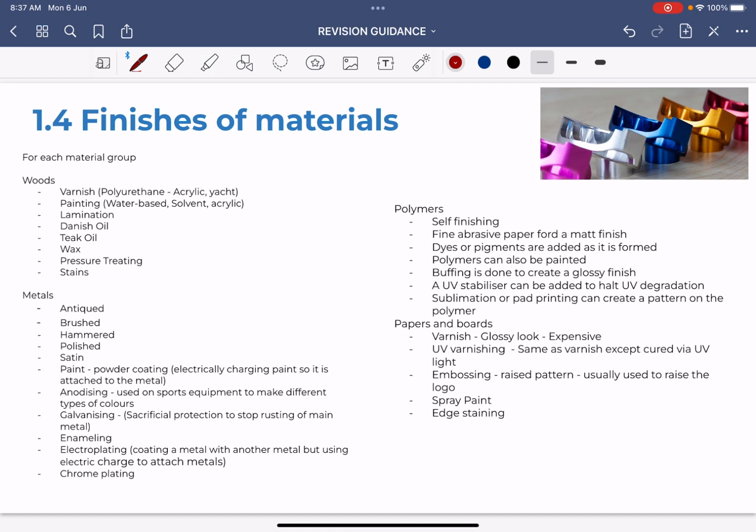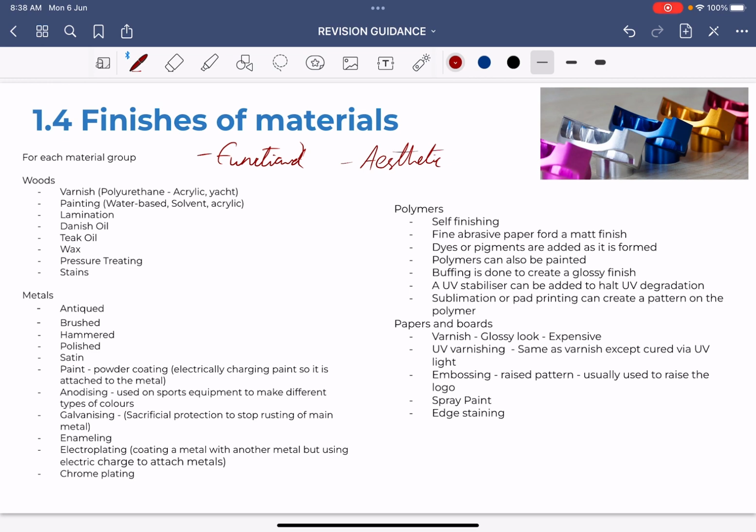Okay, so moving on, we're then getting into finishes of materials. Now, with this, think about materials and how they're finished and why they're finished at all, because there's really two reasons. You've got functional reasons, and then you've got aesthetic.